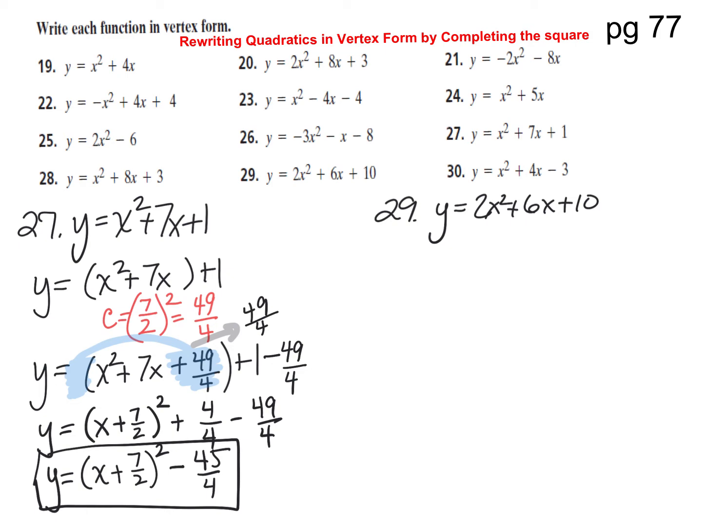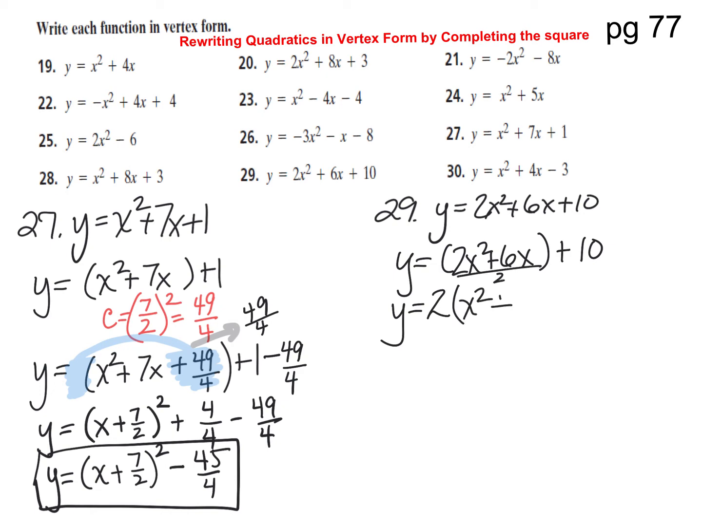Now for 29, I'm going to group the quadratic and linear term together. I'm going to divide out the 2, so it'd be x squared plus 3x. Going to find that new C value. C is going to be b divided by 2, the linear coefficient divided by 2. That would give me a decimal, so I'm going to leave it as a fraction. 3/2 squared is 9/4.